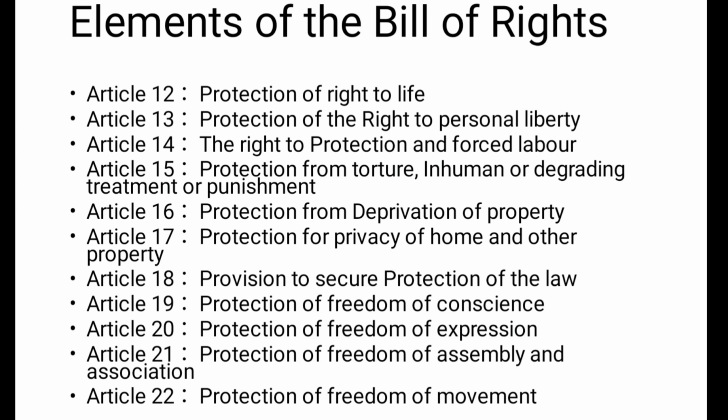Okay, then we have Article 15, which talks about the protection from torture, inhuman or degrading treatment or punishment. Now, under this article, it talks about the right to freedom from torture, inhuman or degrading treatment, which is absolute. Now, in 1984, the United Nations General Assembly adopted the Convention Against Torture. Under this convention, state parties have an obligation to extradite or prosecute torturers.